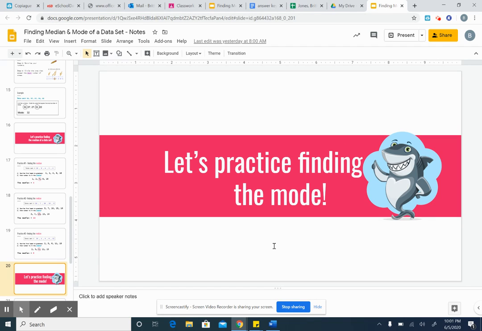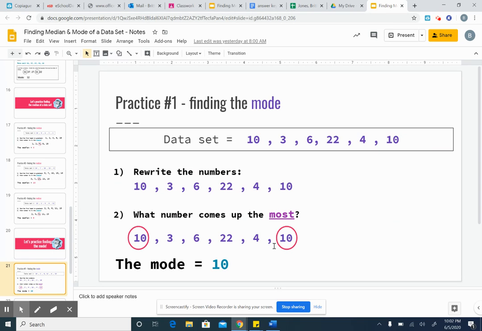Now let's practice finding the mode. Don't forget, what does mode mean? Mode means most, the one that comes up the most. So in this data set, we have 10, 3, 6, 22, 4, and 10. You can rewrite them as you see up here or in order from smallest to biggest. It doesn't matter. The point here is you got to find the one that comes up the most. 10 pops up twice, so we circled it, and 10 is the mode.